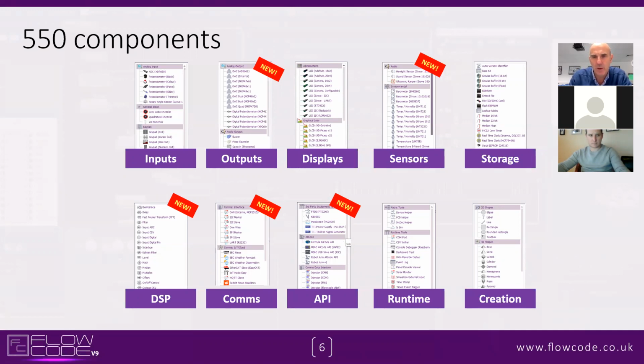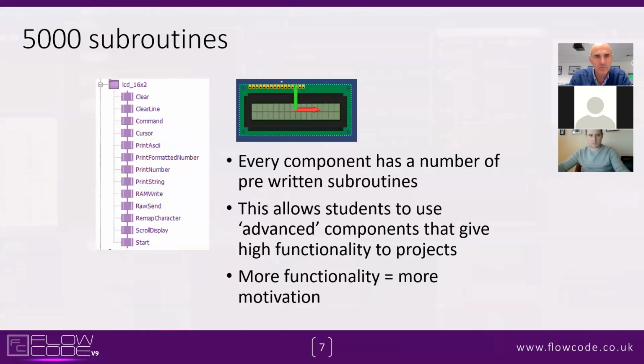API is Application Programming Interface. The idea there is that you've got a third-party tool that's got its own library of routines, and now you can interface Flowcode to that. Runtime is basically simulation as far as embedded programmers are concerned, and creation is just some shapes and other stuff that we use to make components. So lots of new components.